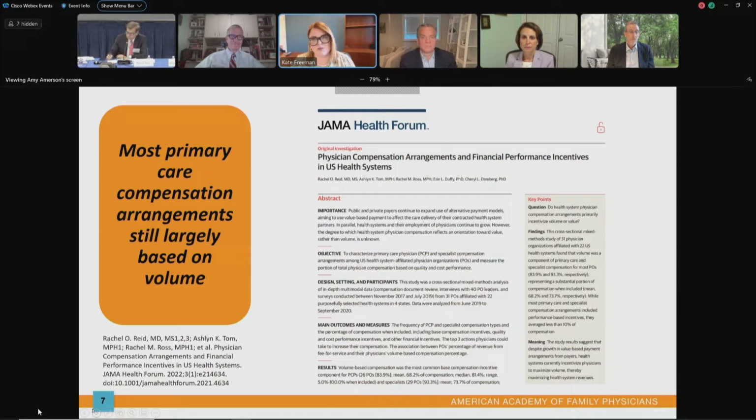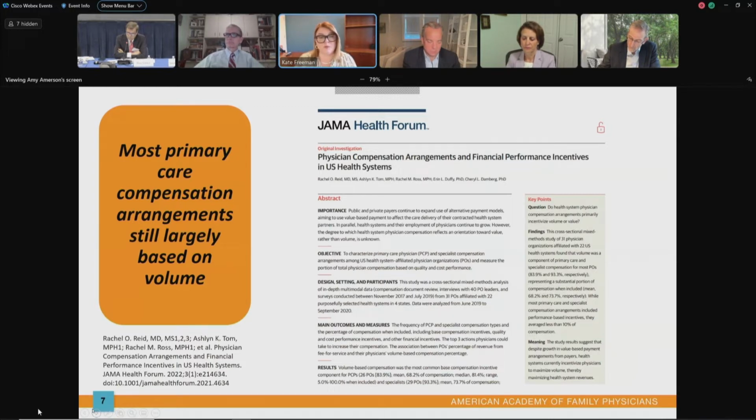This is another consideration when we're thinking about risk and scale. Most of our members, again, are employed. And this is an article that looked at the value-based performance and quality incentives in primary care and specialist contracts. What they found is most primary care and specialist compensation arrangements do include performance-based incentives, but they averaged less than 10% of compensation.